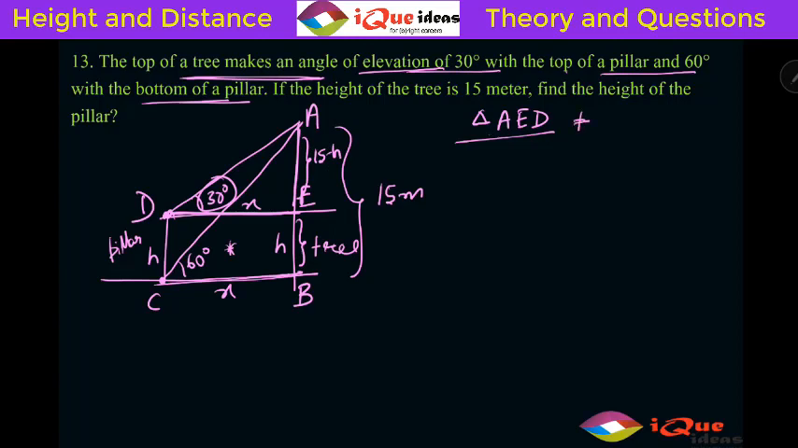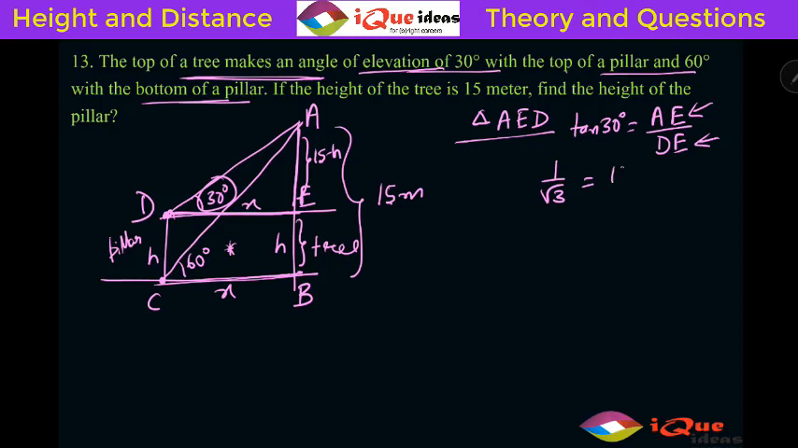In triangle AED, we have tan 30 degree equal to, I'll write the names of the sides. Opposite 30, it is AE. And adjacent to 30, it is DE. Right. Now, tan 30 degree is 1 by root 3. I'm writing the names of the sides so that you can see very clearly where each is located. Now, tan 30 is 1 by root 3.